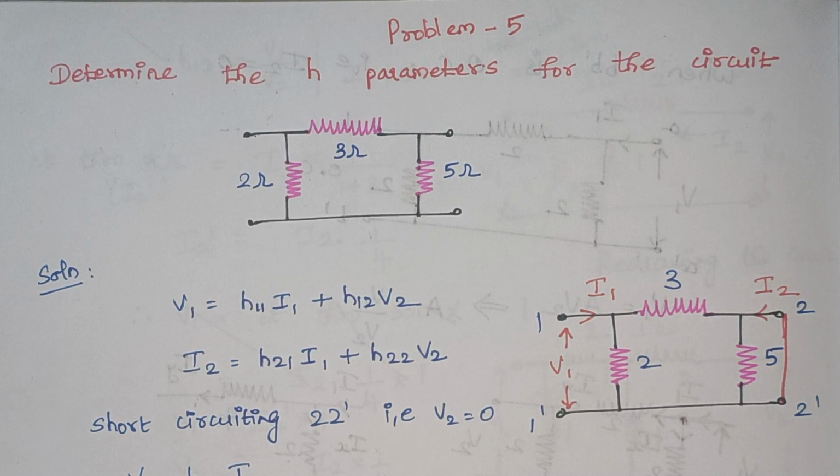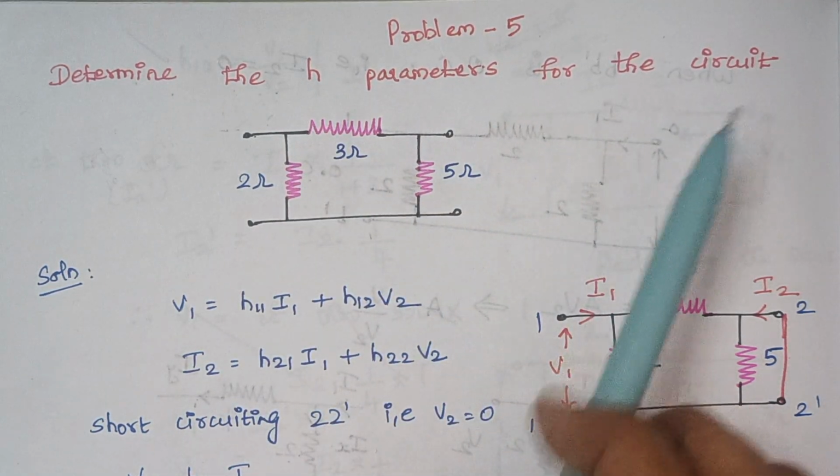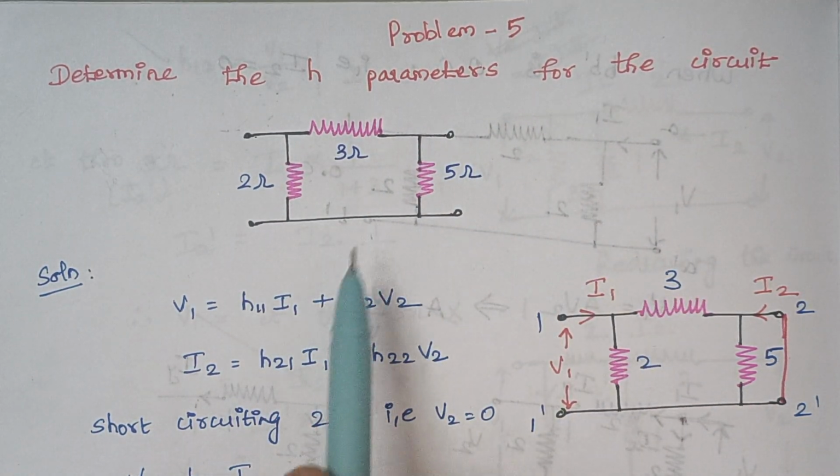Today we are going to solve problem number 5 related with H parameters. The problem is determine the H parameters for the circuit and this is the given circuit.